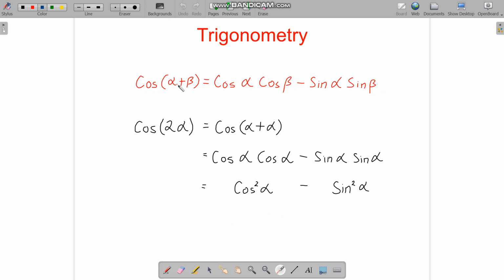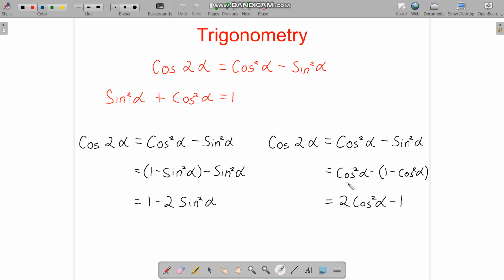For cos 2 alpha, we use the cos compound formula. Cos alpha plus beta is cos cos minus sine sine. So cos alpha plus alpha, we replace the beta with alpha, we have cos squared minus sine squared. And using this cos double angle formula, and using the Pythagorean formula, we replace the cos squared with 1 minus sine squared, or we replace the sine squared with 1 minus cos squared. We get the other forms of the cos 2 alpha, 1 minus 2 sine squared and 2 cos squared minus 1.